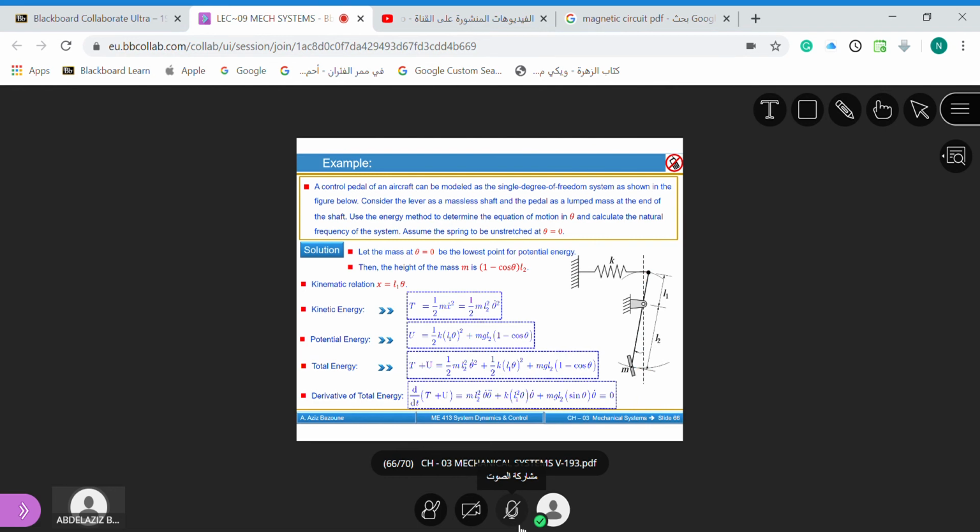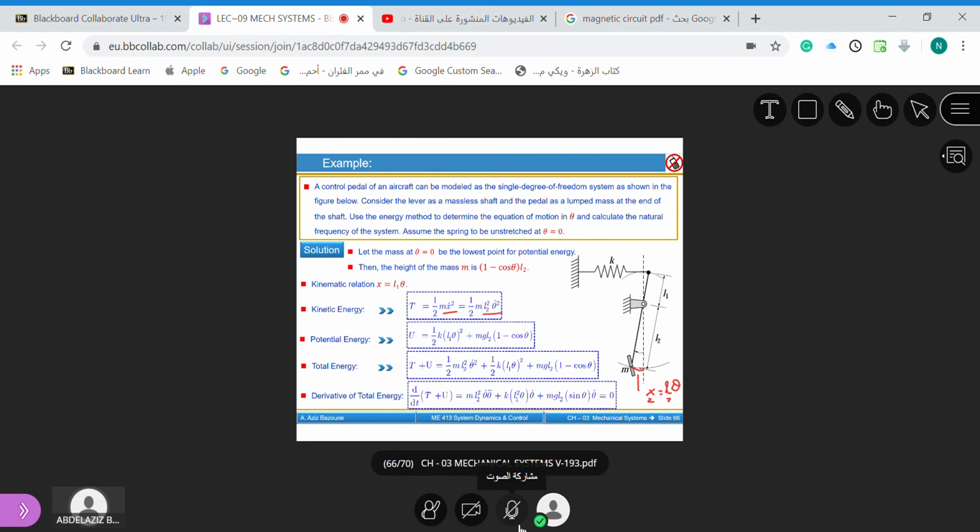So what we have here, we have a mass, only mass, which is this one. And the mass is having kinetic energy. Kinetic energy will be half m, and I will call the arc here x2. This x2 is equal to L2 times theta, because we have small motion. x2 is equal to L2 times theta, and this is what we are writing. T is equal to half m x dot square, or half m L2 square theta dot square. Do you agree with that, Shabab?